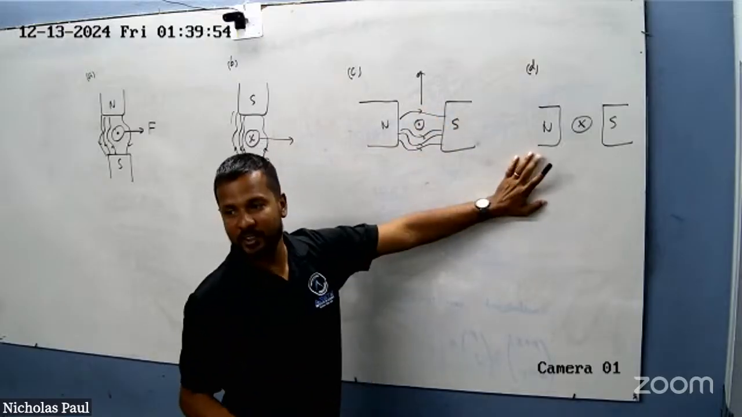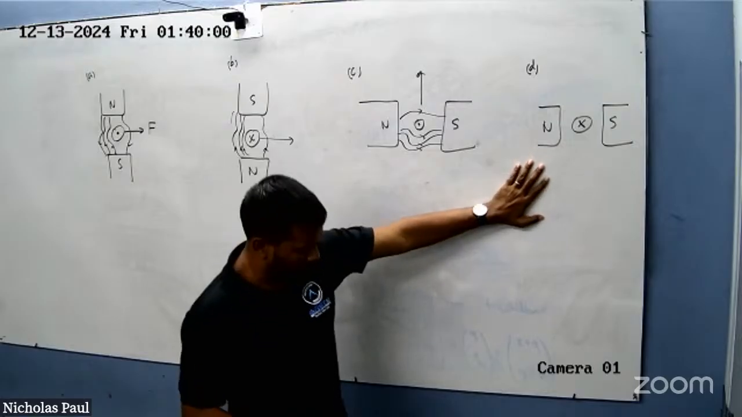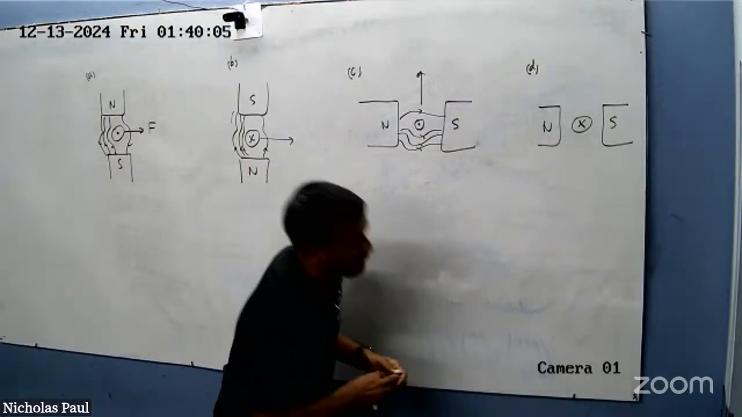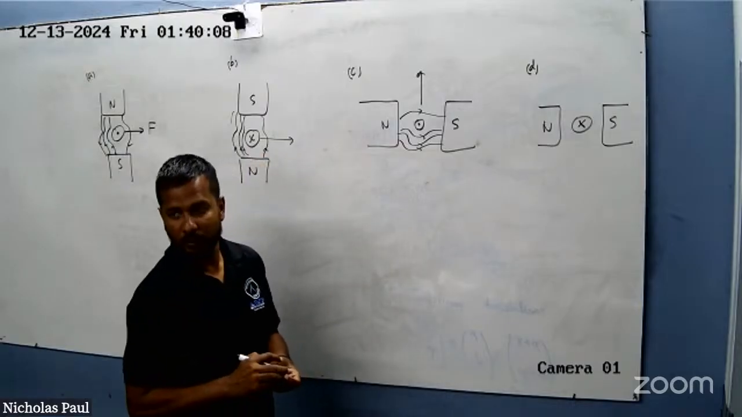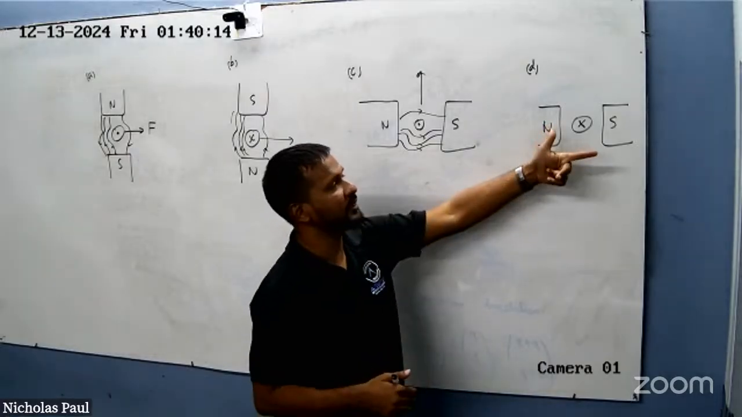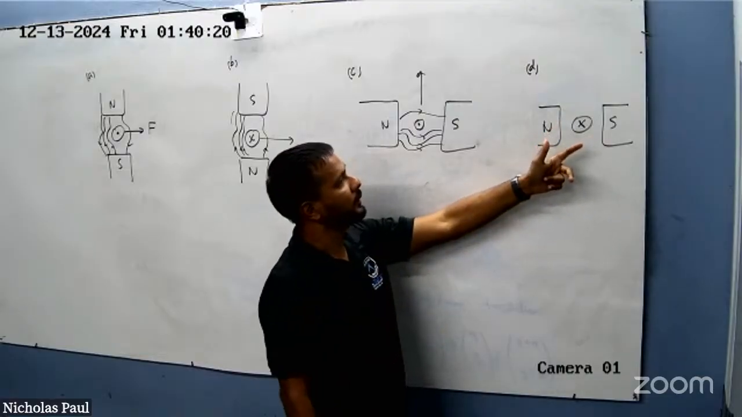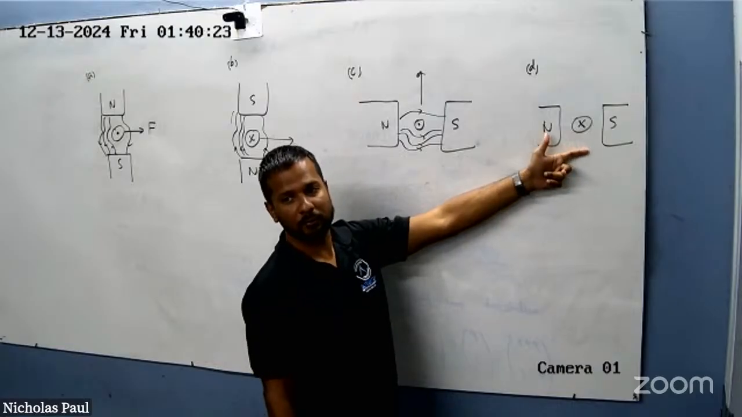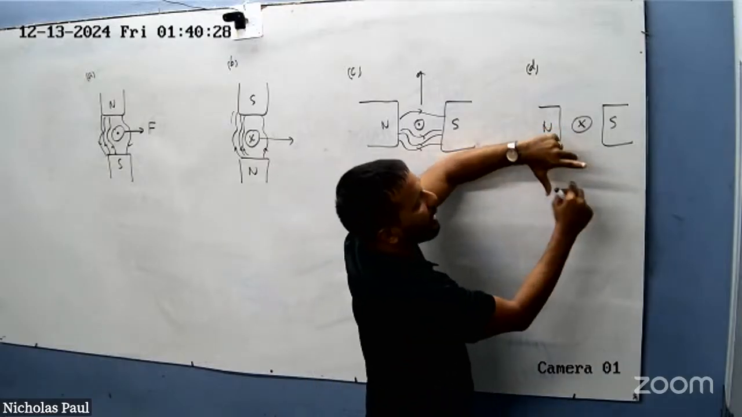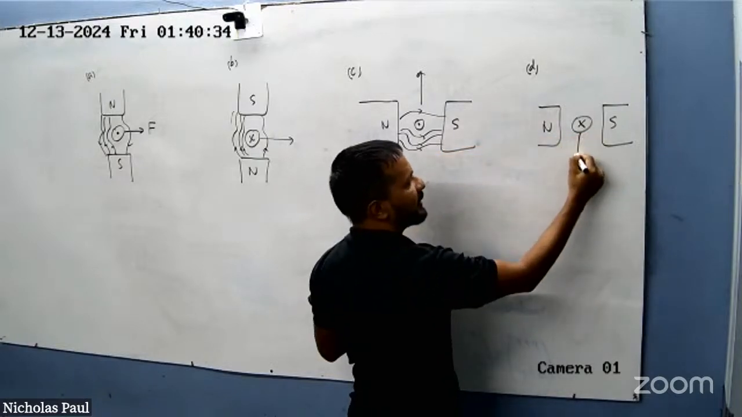What about D? What did you get for D? Down. Right? So north to south, X means current going in. So the magnetic field north to south, current going in. So my middle finger pointing in. So therefore the force is down.